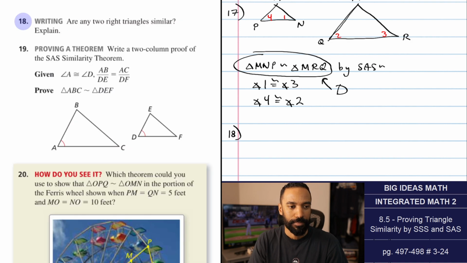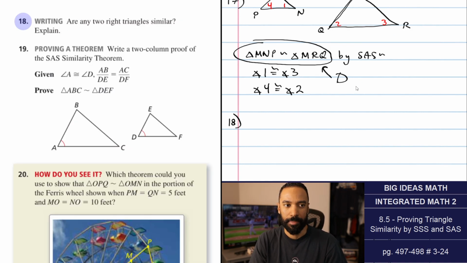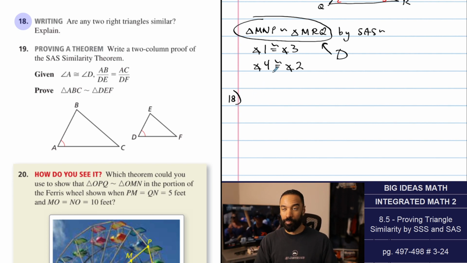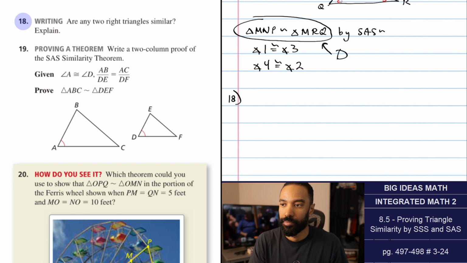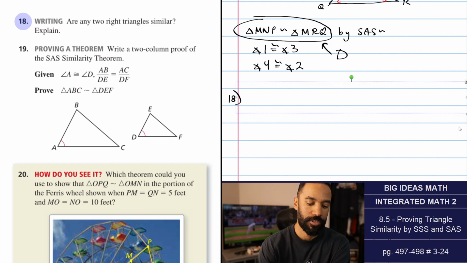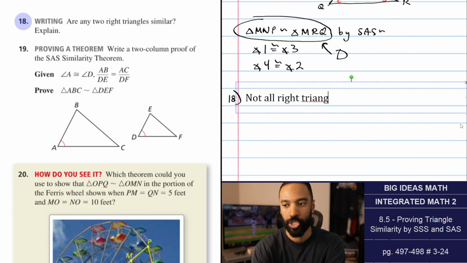Number 18. Are any two right triangles similar? Explain. Absolutely. Oh, are any two? No. I thought they said, is it possible for right triangles to be similar? Are like every set of right triangles similar? Not all right triangles are similar.